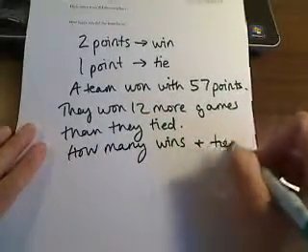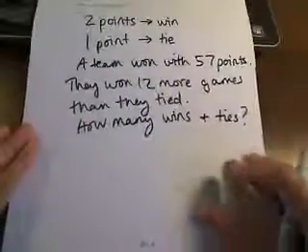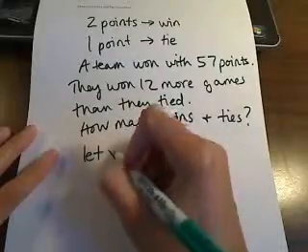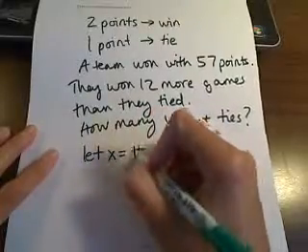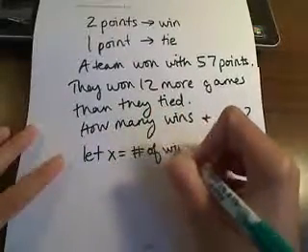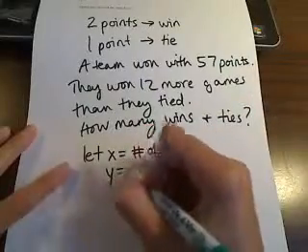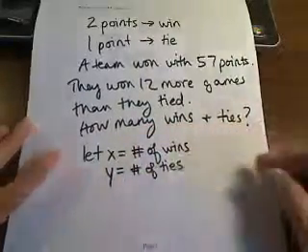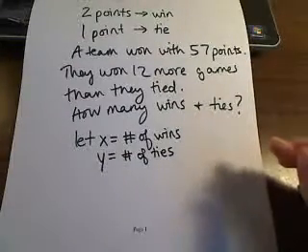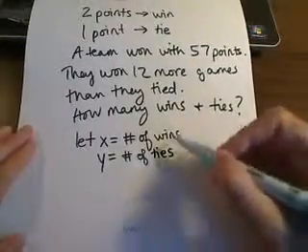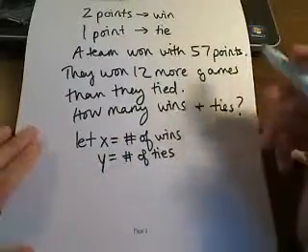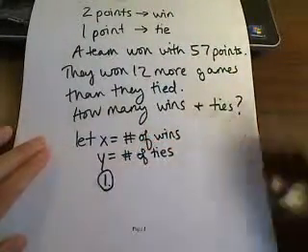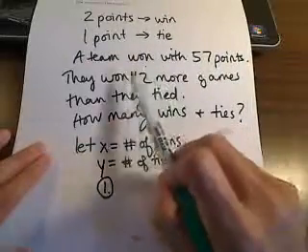and how many ties. Okay, so the first thing I'm going to do is define some variables here. I'm going to let x be the number of wins, and then I'm going to let y be the number of ties. This is a very important step when we're doing word problems, the let statement. It really helps us to give definition to what we're doing so that creating the equations becomes a whole lot easier.